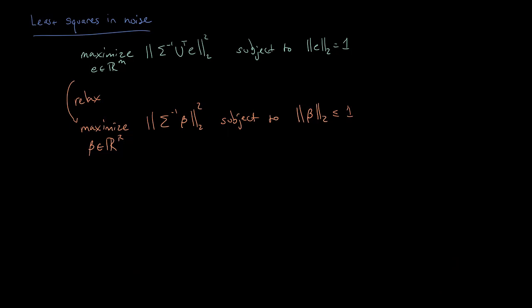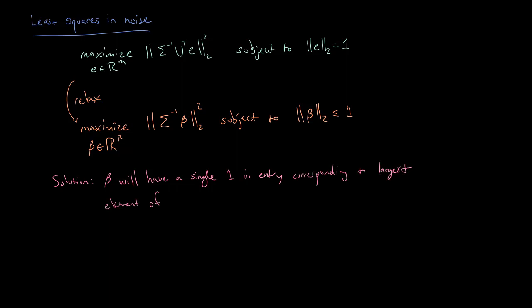The only thing we have to worry about is whether or not the beta that achieves this maximum actually can be expressed as U transpose E for some vector E. And we'll return to that in a minute. Just note that this optimization problem is relatively straightforward. It turns out, and this is something you will argue in the homework, that the solution is given by a beta that has a single 1 in one entry, the entry corresponding to the largest element of sigma inverse, and it will be 0 everywhere else.